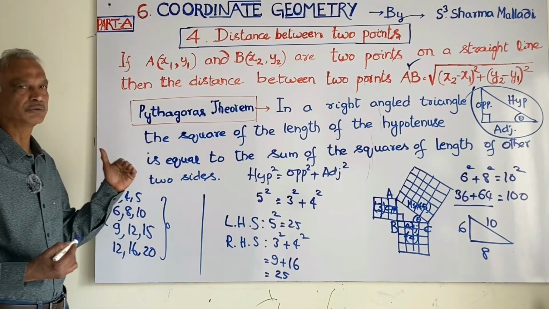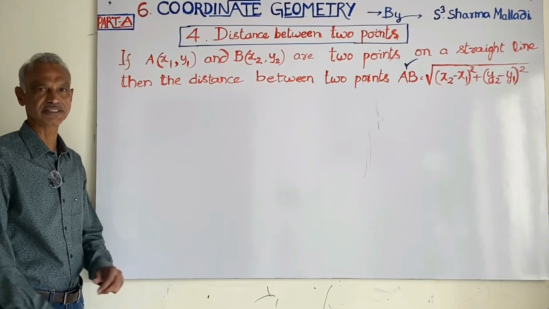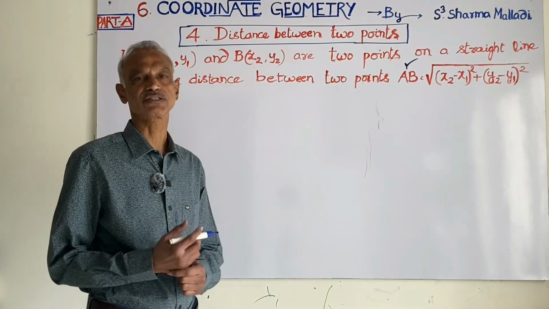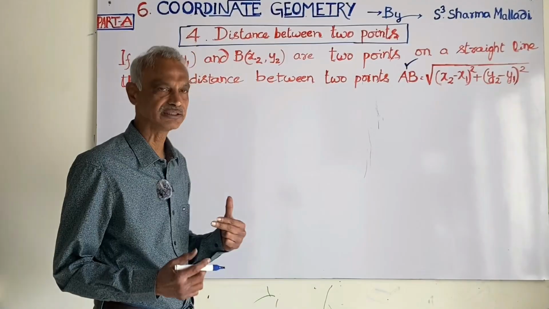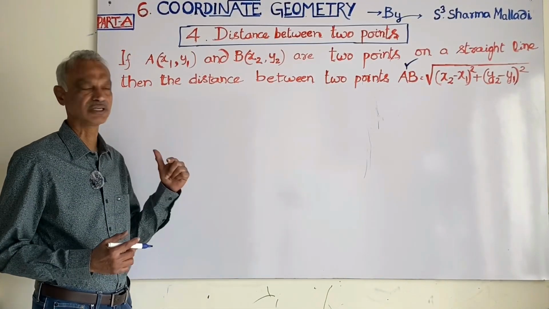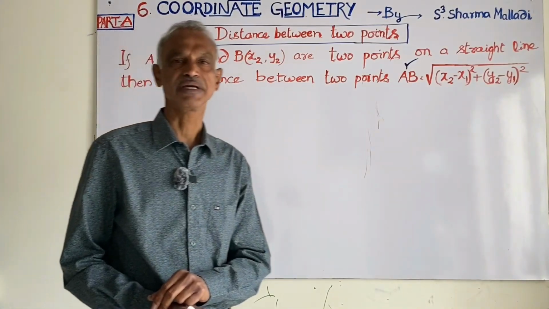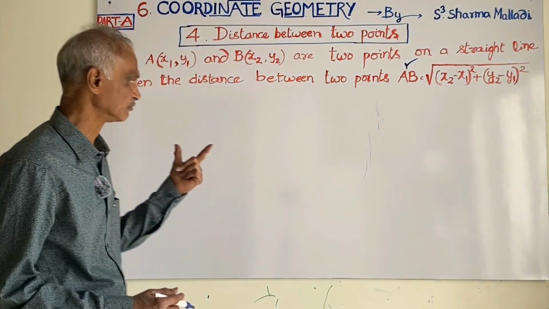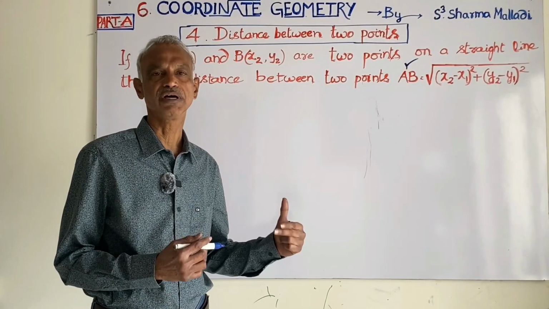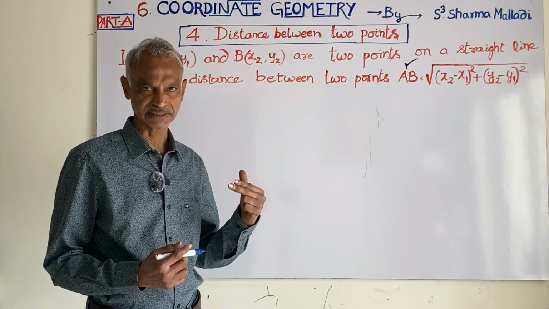Now we will go to the distance between 2 points. If (x1, y1) and (x2, y2) are 2 points on a straight line, then the distance between the 2 points A and B will be the square root of (x2 minus x1) whole square plus (y2 minus y1) whole square. We have to prove that. To prove that, we have to understand Pythagoras theorem. Already I told you what Pythagoras theorem is.